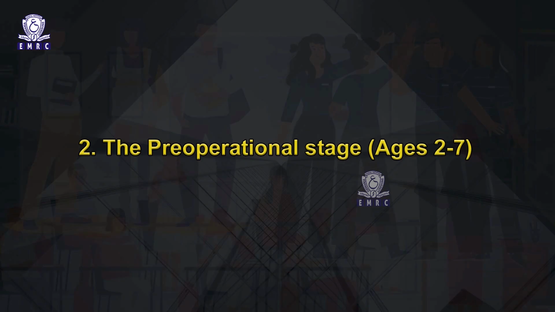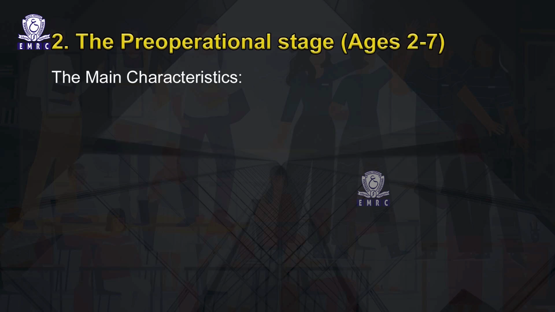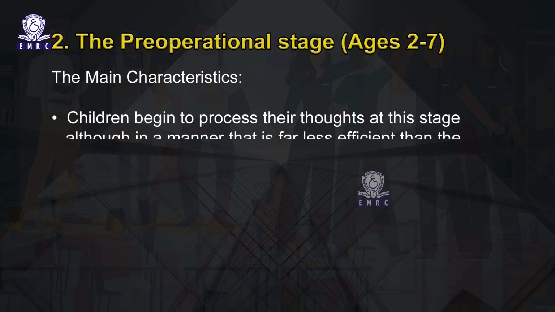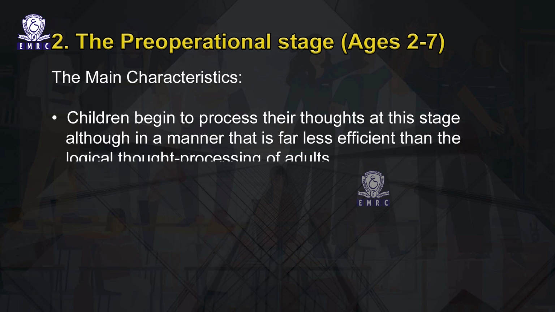Then comes the second stage, which is the pre-operational stage. This age is from 2 to 7 years. The main characteristic of this particular stage is that children begin to process their thought, although in a manner that is far less efficient than the logical thought processing of adults.